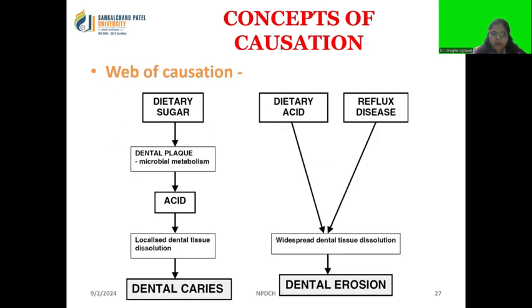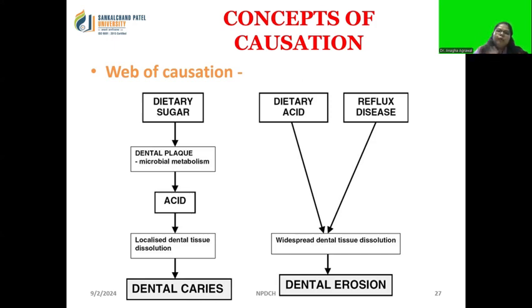Okay, now this is an example of web of causation, I've given you an example of oral cancer. Now this is another example of dental caries, where you can see there is dietary sugar and dental plaque, which will ultimately lead to acid, and this acid will be there on the dental tissue which are overcrowded or where the bristles are not reaching. That's why there are dental caries. There is another example, that is of dental erosion, where the dietary acid and reflux disease in tandem, they are working to cause widespread dental tissue dissolution, and ultimately you'll have dental erosion.